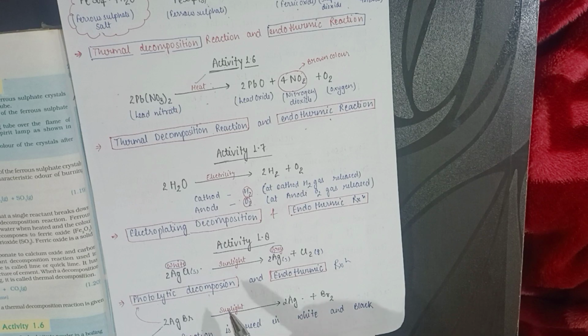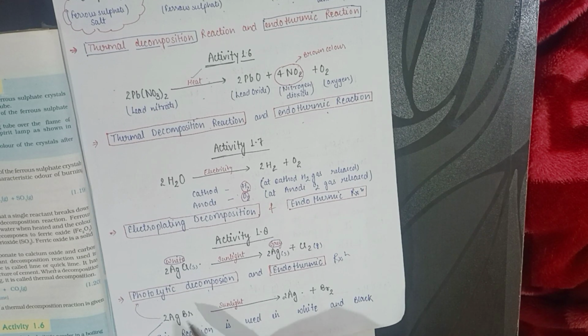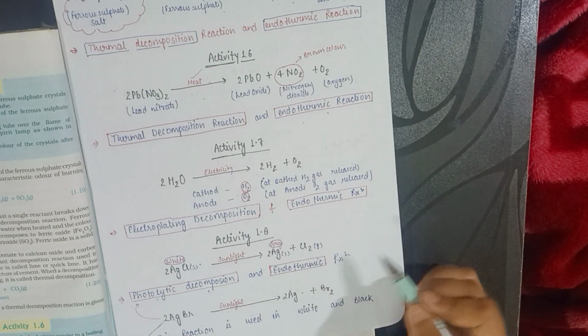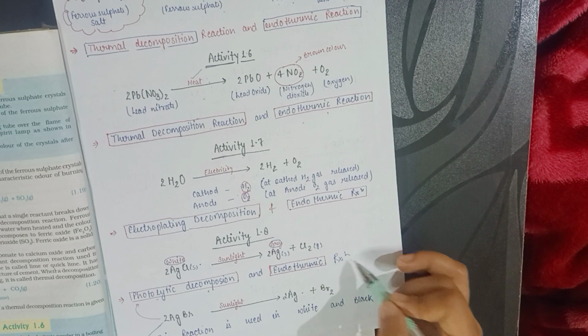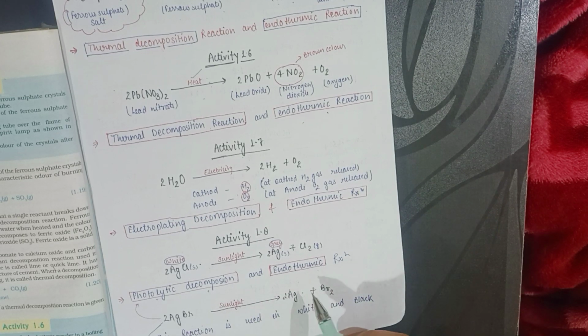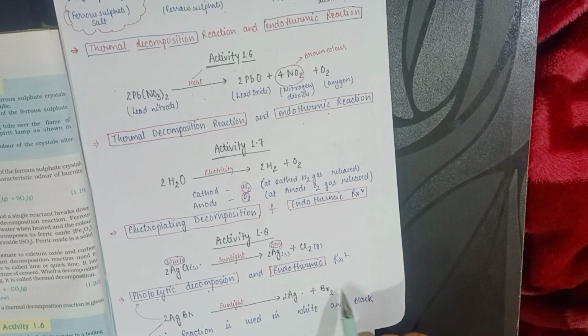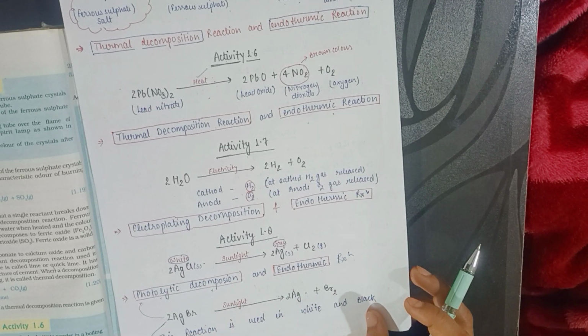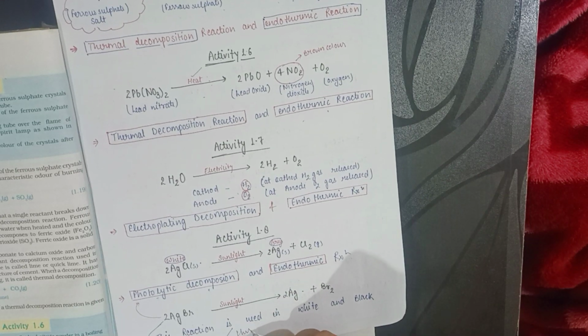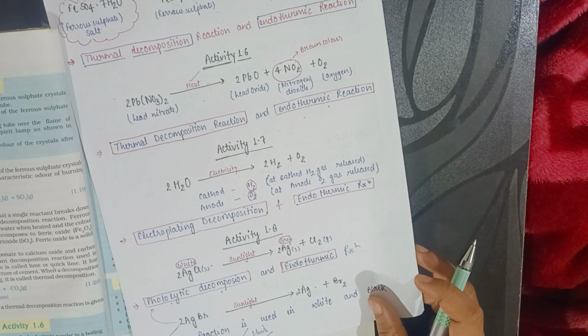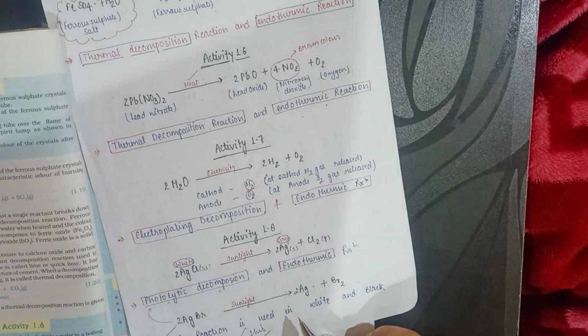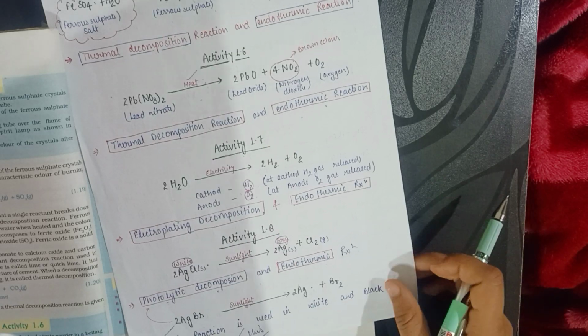Now in the second condition, we take AgBr, silver bromide. We put it in the sunlight in the same way and it breaks into Ag and Br2. This is also a photolytic decomposition and an endothermic reaction. This reaction, AgBr breaking into Ag and Br2 in the presence of sunlight, is used in black and white photography. This is very important on the basis of your board exam pattern. Many times this question is asked in your exam.